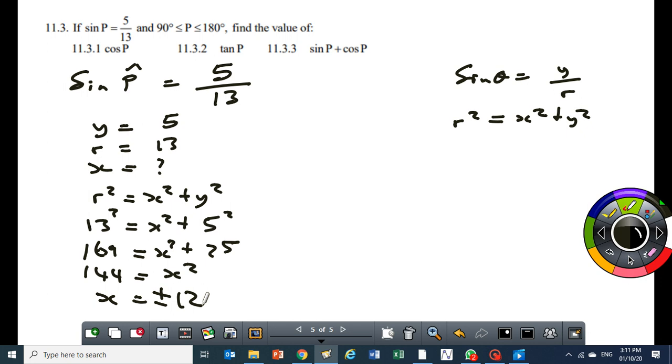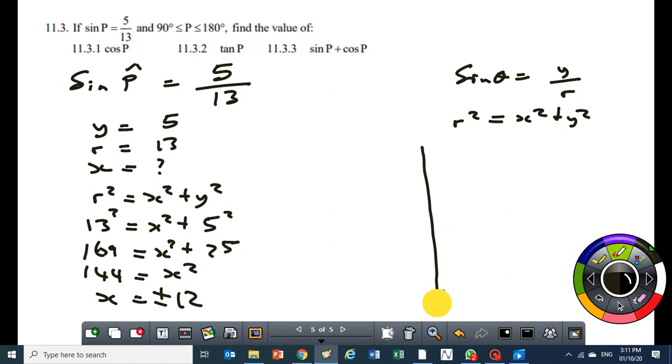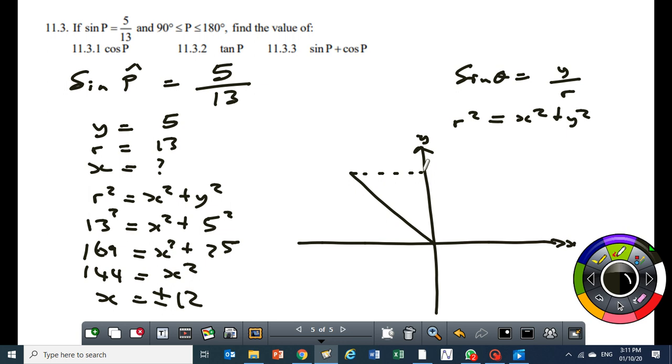Then you draw your sketch. Okay? Where is your terminal arm? Second what? Second quadrant. Okay? So I'll draw it from here. Then I'll label this y here is positive. It's what? 5. But my x, as you can see, we are on the left-hand side of the y-axis, so x is what? Negative. So among these two, you take the negative. So that will be minus 12. Then which one is your p? Your p is this whole angle. That's angle p.